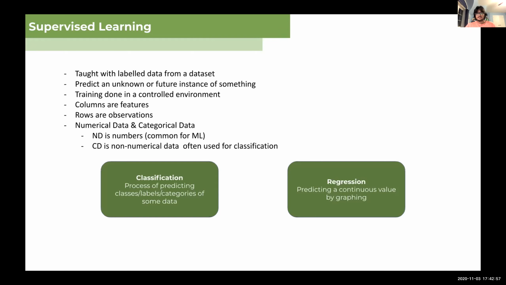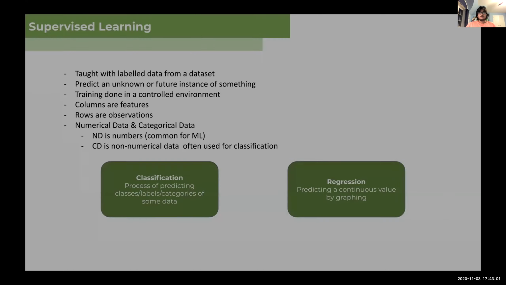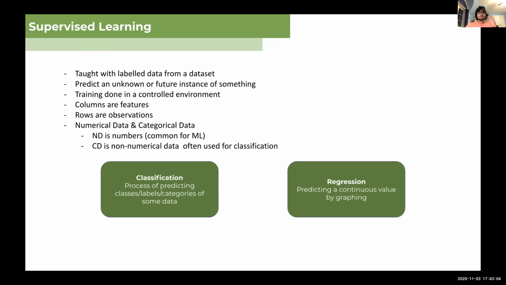Regression is done by graphing. We didn't necessarily graph this data, but you would have to graph thousands and thousands of listings to really predict what the price of that house could be using a continuous value. So that's basically what supervised learning is.